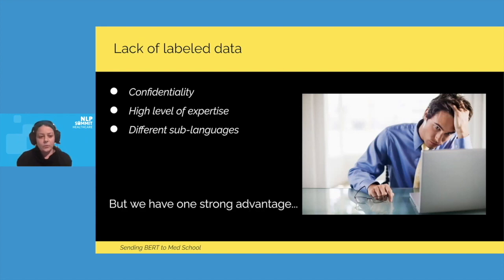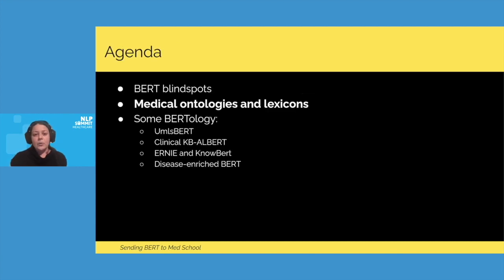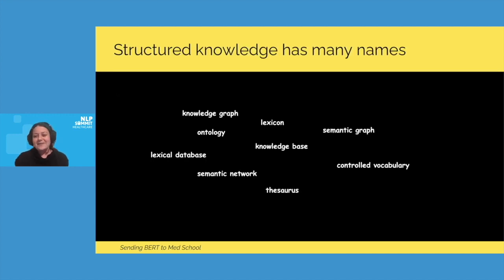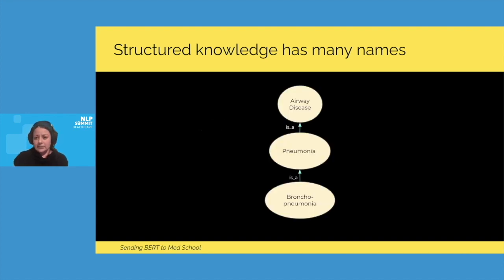But what we do have, we have one very strong advantage in the healthcare domain. We have a vast amount of very rich and manually crafted medical ontologies and lexicons. What are those? So doctors have many words for tumor, and computer science people have many words for structured knowledge databases. Ontology, knowledge base, lexical database, knowledge graph, semantic graph, and so on. But the basic idea is the same. We have entities representing entities in the real world, and we have relations connecting those entities.